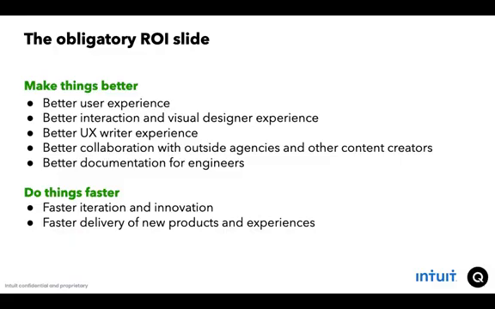If your organization is interested in making things better or doing things faster, then we might want to make sure we have the right team on our design system. A content person is very vested in a better user experience for those internal stakeholders, and how that better user experience of the design system funnels through to the customer's experience. We're interested in better interaction and visual designer experience because better guidelines are good for them as well. To make the entire UX writer team happy, better collaboration with outside agencies.